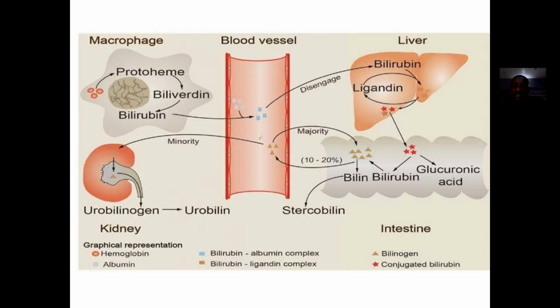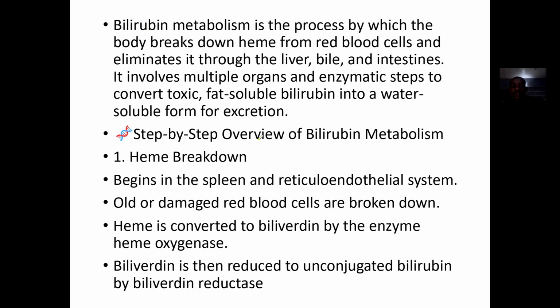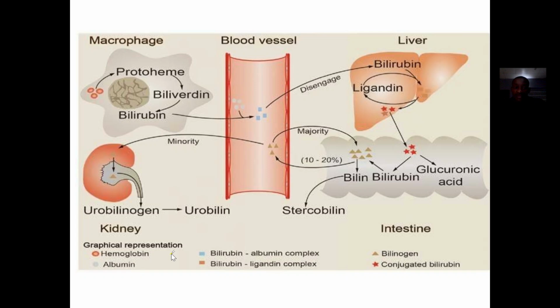So the first step is heme breakdown. It begins in the spleen and the reticuloendothelial system. Old or damaged red blood cells are broken down, so they release heme, and globin is usually reused. The heme is then converted to biliverdin by the enzyme known as heme oxygenase. Biliverdin is then reduced to unconjugated bilirubin by biliverdin reductase.